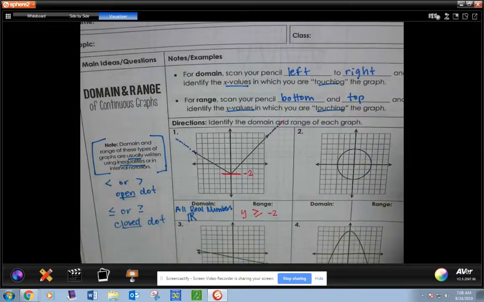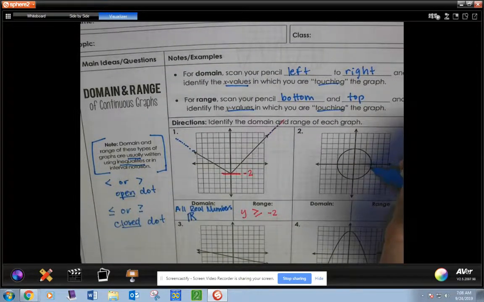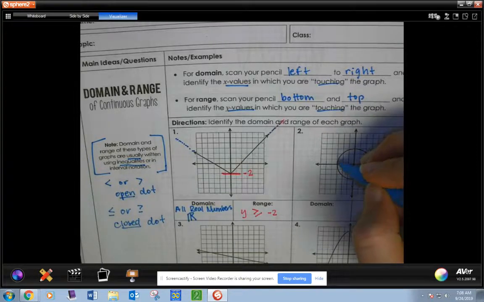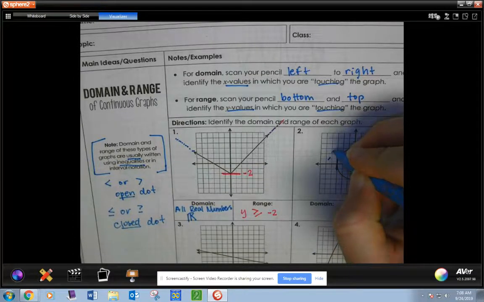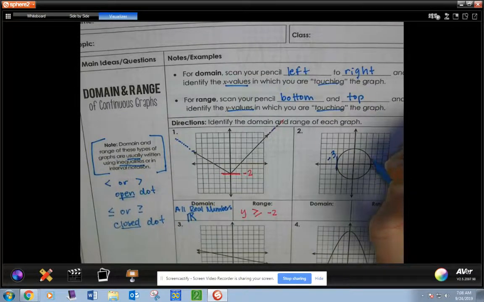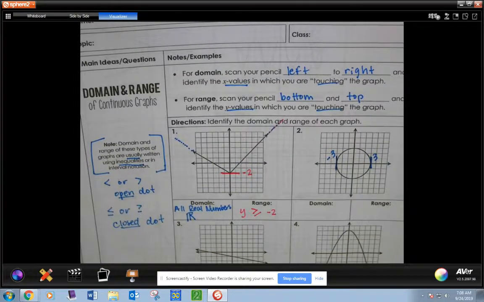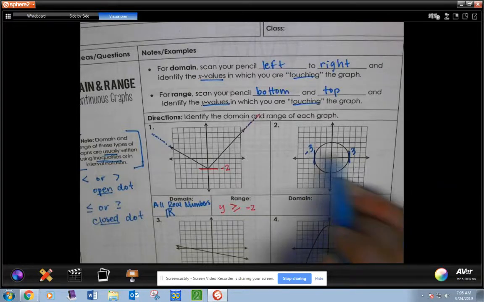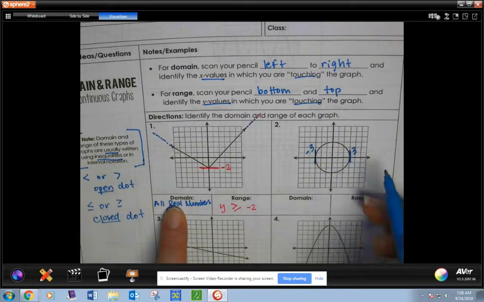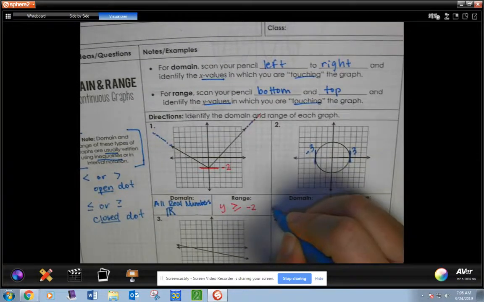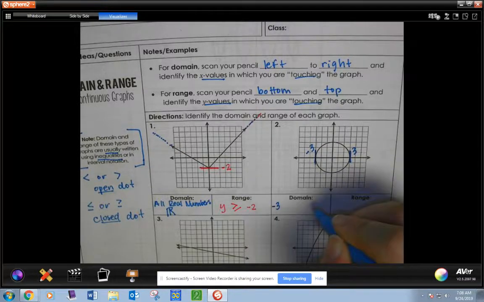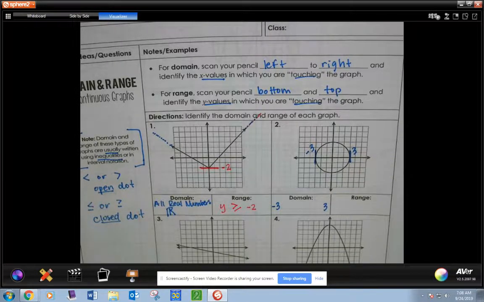Okay, for number 2, when I scan, I'm going to start right in the middle. When I scan to the left, the circle stops right here, and that is at -3. And then when I scan to the right, the circle stops right there, which is at +3. Okay, so since this one has 2 numbers, unlike it goes on forever over here, what you're going to do is you're going to put the small number on the left side of your box, the big number on the right side of your box. You always have to go small to big.